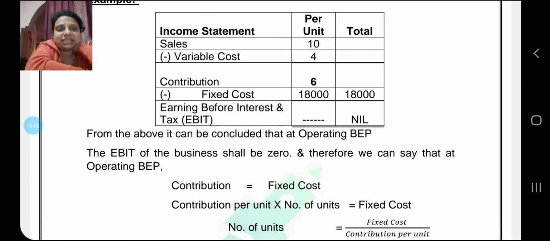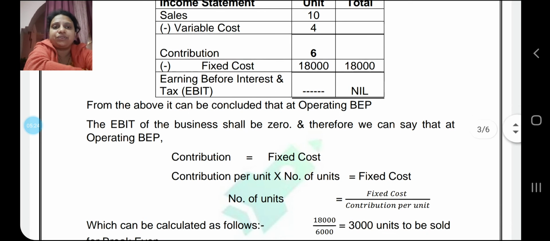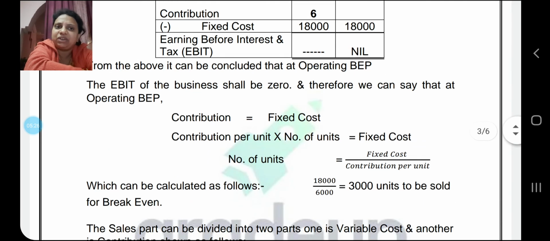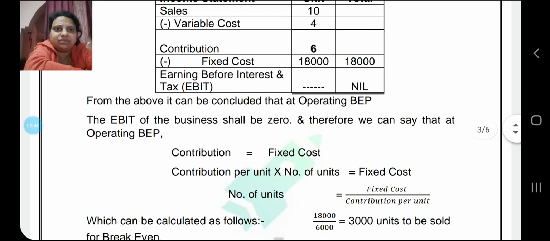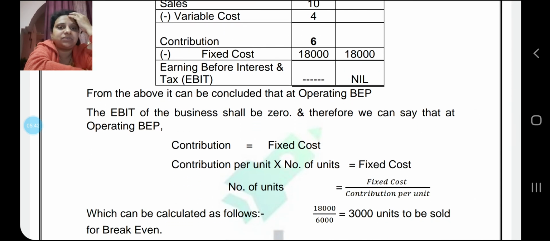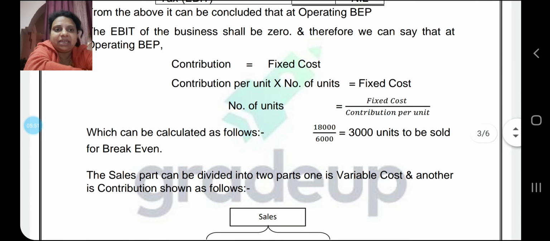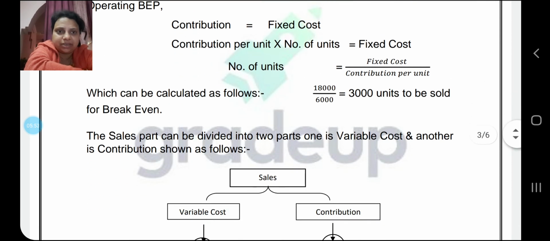Contribution per unit here, contribution into number of units will be equal to fixed cost. So number of units will be equal to fixed cost upon contribution per unit. Here it can be calculated as fixed cost is 18,000 and the number of units I am dealing with is 1000, contribution is 6, so 6,000 is the contribution. So 18,000 upon 6,000 means break even will be at 3,000 units.